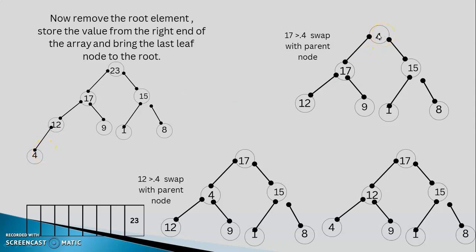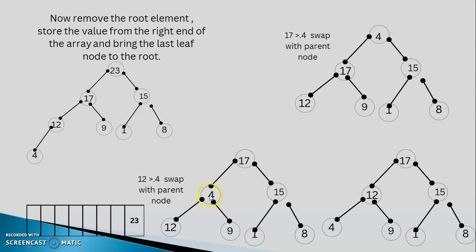But when you come to this tree, again we have to apply this rule. That means you see what the children values are, 17 and 15. Which is higher? 17 is higher. You compare 17 with its parent node 4. 17 is greater than 4. Certainly we have to make a swap. That means 17 will go to this place, 4 will come here. So that is what we have done. 17 is at the root node, 4 is placed here.